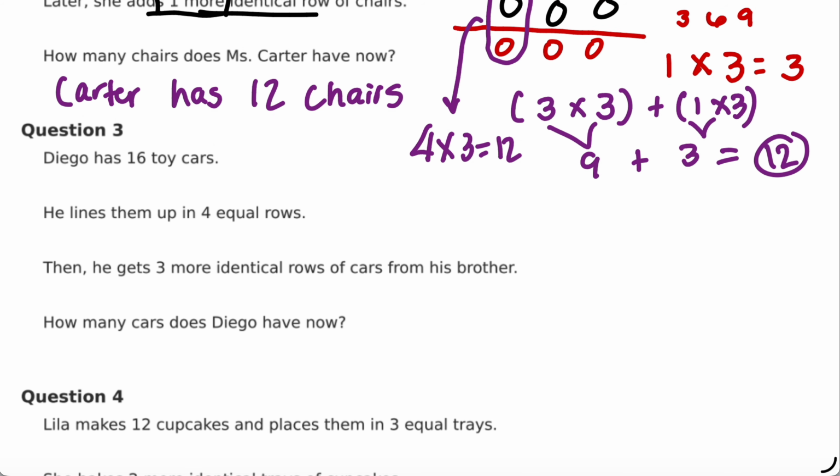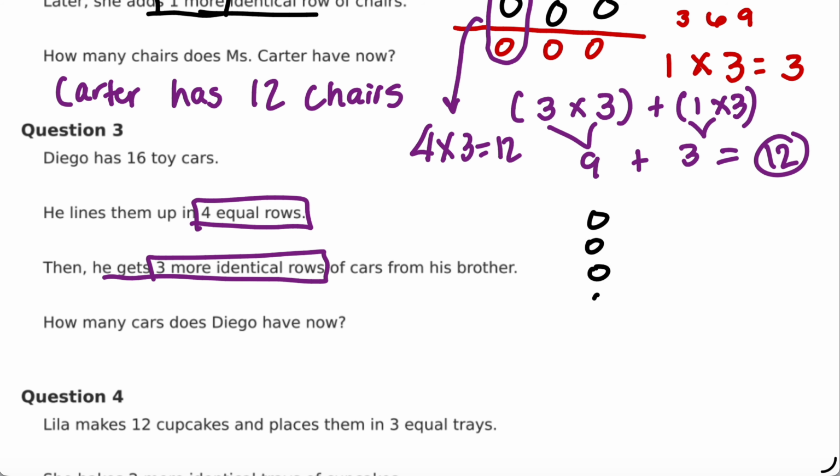Diego has 16 toy cars. He lines them up into 4 equal rows. Then he gets 3 more identical rows of cars from his brother. How many cars does Diego have now? So I know my total is 16, right? So I'm going to draw an array of 4 rows to make 16. So 1, 2, 3, 4, 5, 6, 7, 8, 9, 10, 11, 12, 13, 14, 15, and 16.